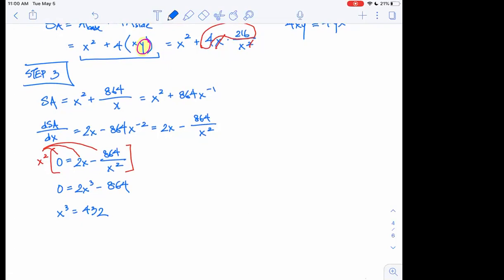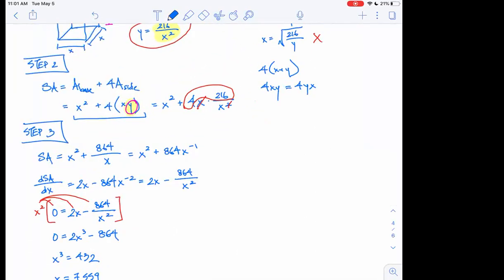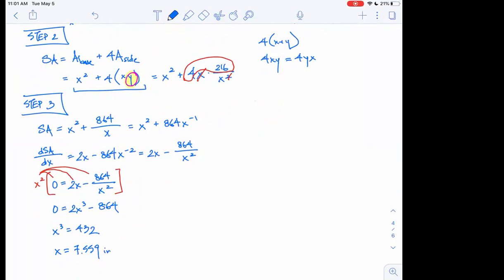Now, last step, I'm going to take the cube root. And that will give me x equals 7.559 inches.